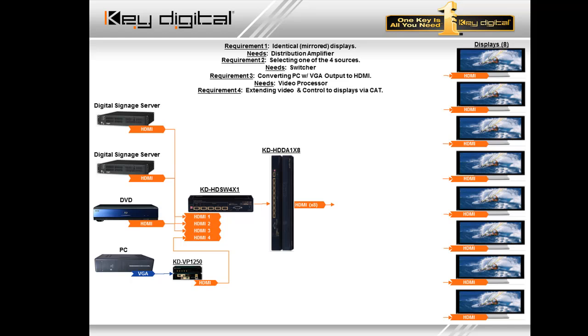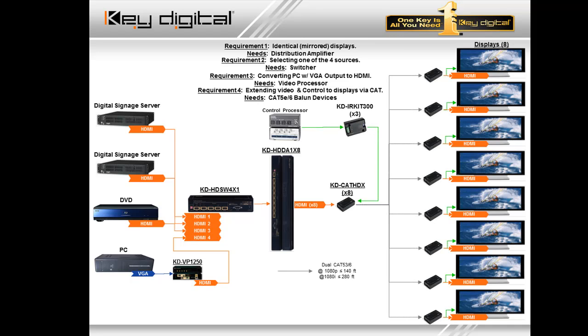Requirement number 4 is extending video and control to the displays via CAT cabling. So we've got the video handled with the KD CAT HDX. We know how that works. We also have a 3.5mm plug, enabling the extension of IR or unidirectional RS-232. In this case, it looks like the format is IR.